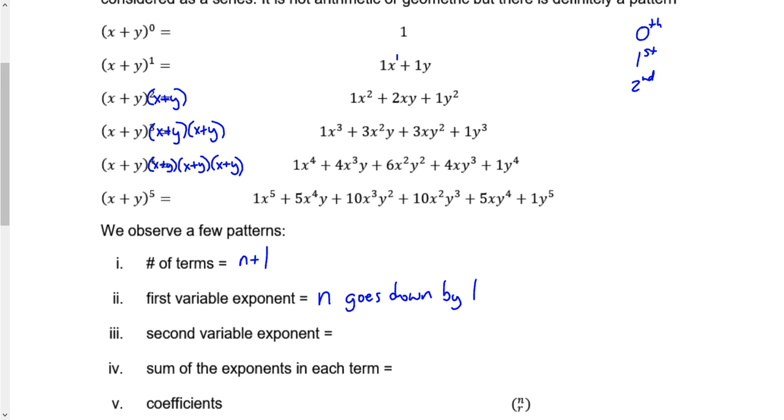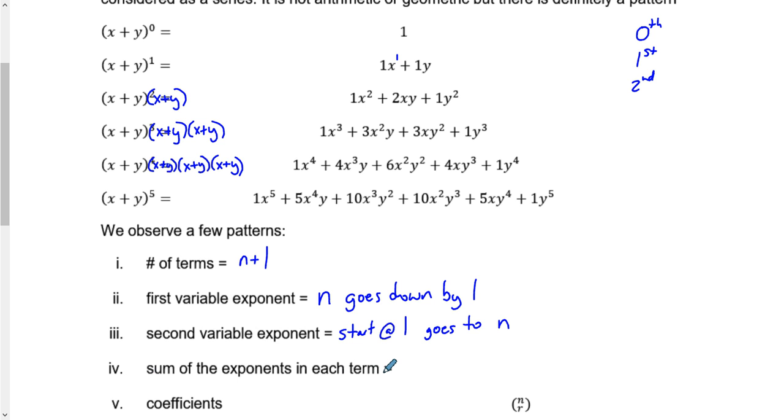Whereas the second variable exponent, in all of these it's a y, you'll notice the first term, there are no y's. After that, it's 1, then 2. 0, 1, 2, 3. 0, 1, 2, 3, 4. 0, 1, 2, 3, 4, 5. It always starts at 0 and it goes to n.